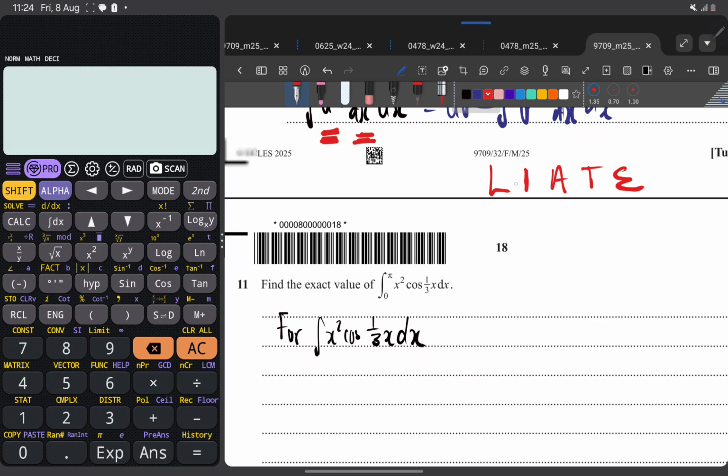Do I have logarithmic? No, I don't. Do I have inverse trig? No, I don't. Do I have algebraic? Yes, the x squared. So you're going to say, let u be equal to x squared, which automatically means the second thing will be your dv dx, which means that dv dx will be equal to cos 1/3 x.